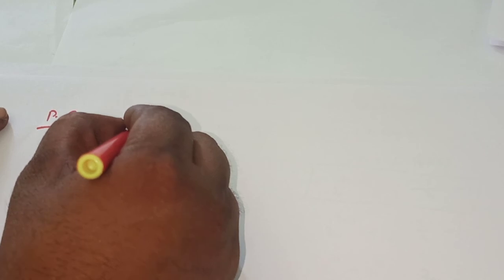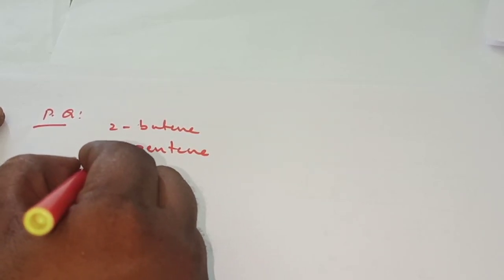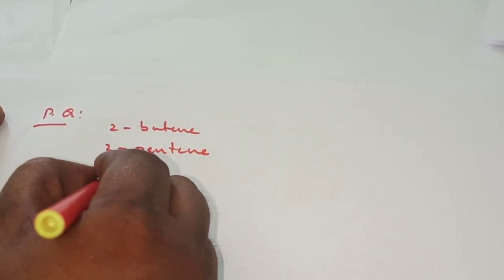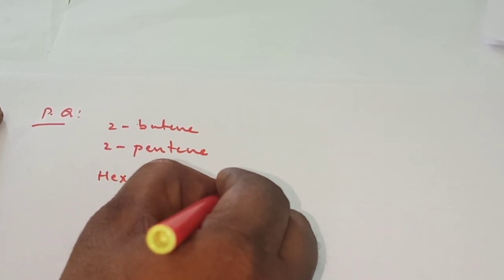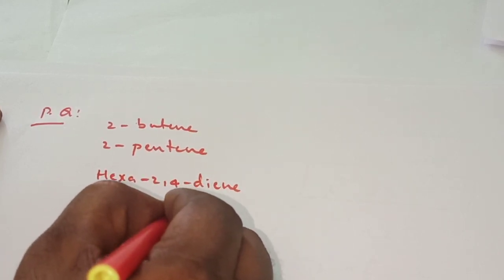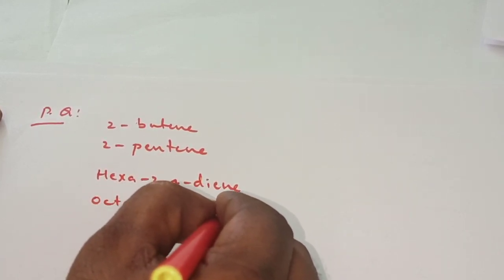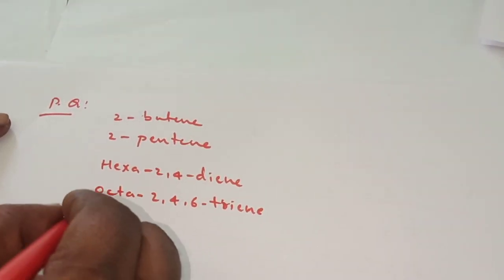For practice questions, the first simplest example is 2-butene. Next, 2-pentene, and next hexa-2,4-diene, octa-2,4,6-triene.